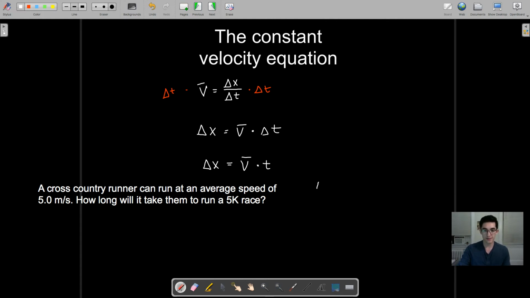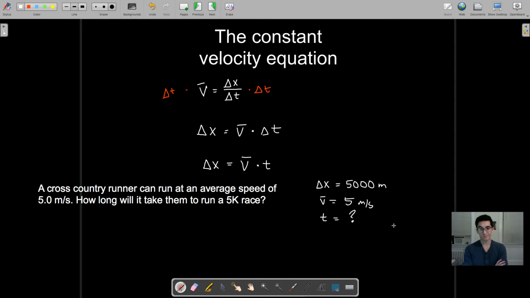Do we know the displacement of this cross-country runner? We're going to go left to right for the variables. Displacement, do we know it? Yeah. We're asked about a 5K race, and I happen to know that a 5K is 5,000 meters, so our displacement here is 5,000 meters. That's why it's called a 5K. Then, we also know the average speed. The average speed of this runner is 5 meters per second, okay, 5.0 meters per second. We want to know how long it would take them. So we are solving for t. How much time is it going to take this runner to run this 5K?